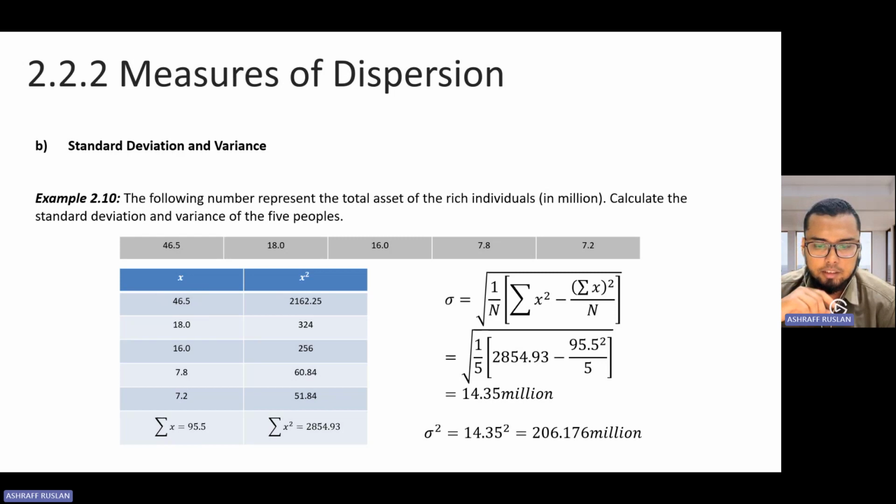So dalam ni dia minta cari standard deviation and variance. So once you dapat standard deviation, it is 14.35 million. So nak dapat variance just kuasa 2 lah. Okay. Then you dapat 206.176 million.